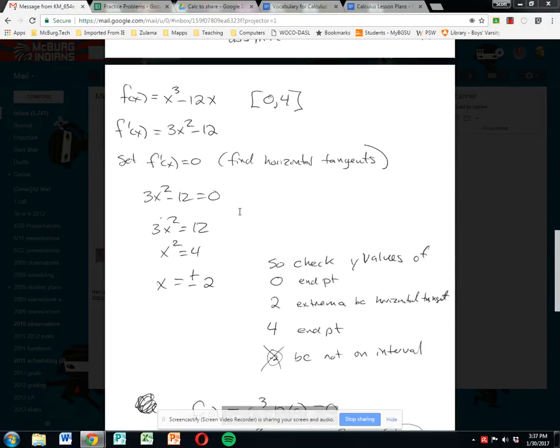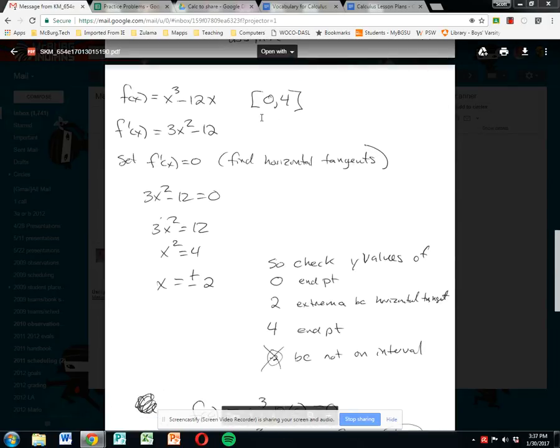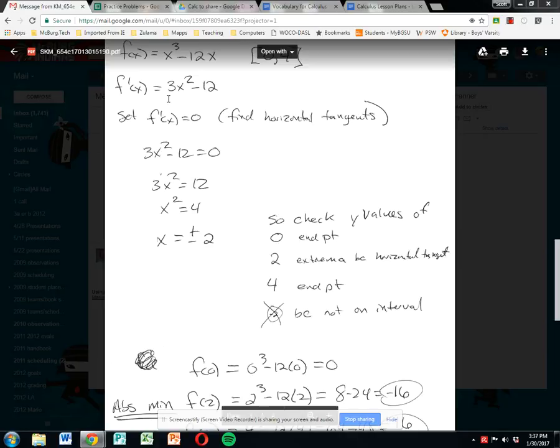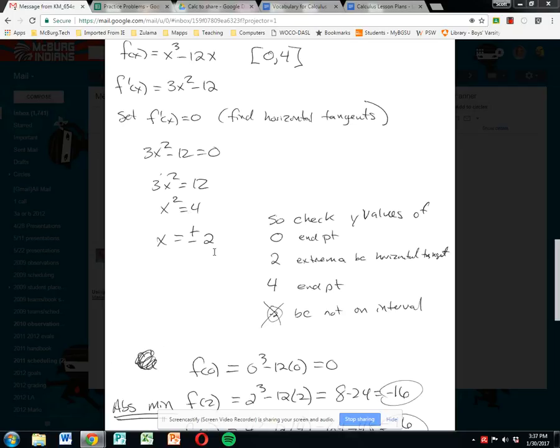Looking at another function of some sort, this cubic function evaluated on the closed interval 0 to 4. So first of all, we take the derivative. We take the derivative and set it equal to 0. This finds critical numbers, which are also places where horizontal tangents happen. So we do that. 3x squared minus 12, that we found using the power rule. 3x squared equals 12. Divide by 3. X is plus or minus 2.